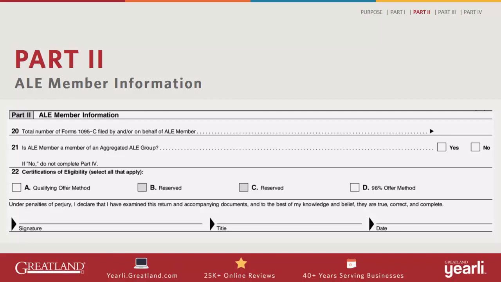On line 21, indicate whether the employer is a member of an aggregated ALE group. An aggregated ALE group is 2 or more companies that have a common owner or are otherwise related. Lastly, check any box on line 22 if the ALE meets the eligibility requirements and is using one of the offer methods. Since line 22 can be confusing, let me walk through each of the checkboxes on this line.